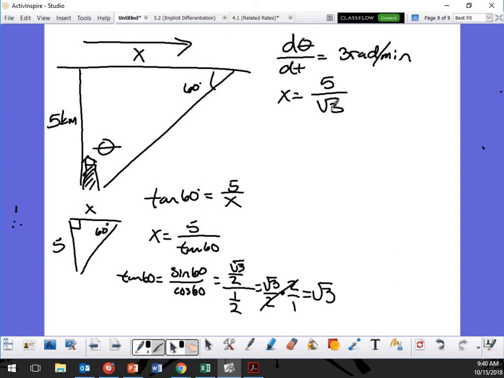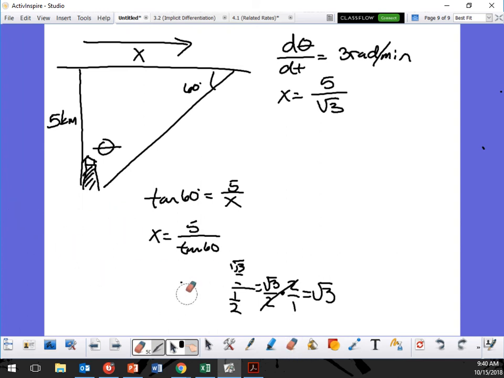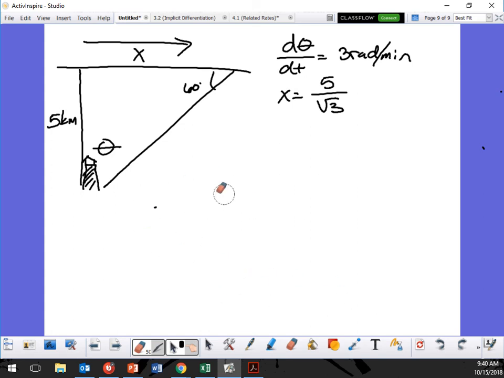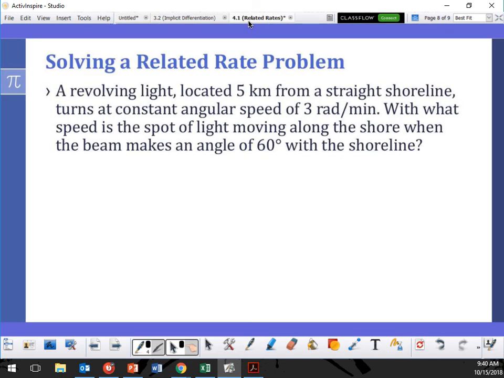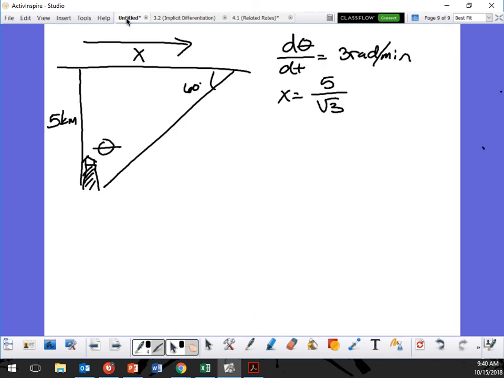Okay, so x is equal to 5 over rad 3. That helps me out. So what are we trying to find now? Let's go back to the question. What speed of the spotlight moving along the shoreline? Speed of the spotlight has to do with x going that way, right? So the speed of that would be dx dt. That's the piece I'm looking for, dx dt.